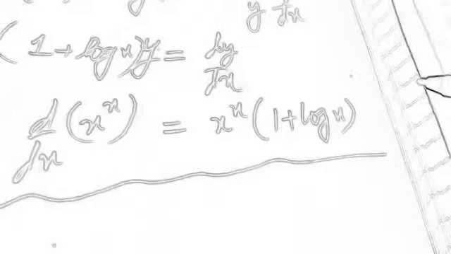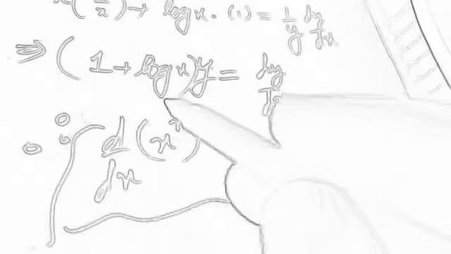So therefore dy by dx, meaning d by dx of x to the power x, is equal to y, write it first, x raised to x, and this is 1 plus log x. So this is how we have found the derivative of x to the power x. Okay, this is another formula you can add to the list of formulae. Now we have another example.